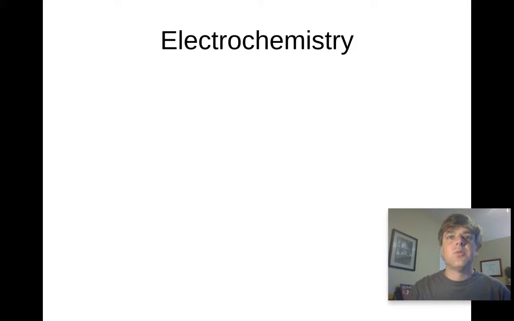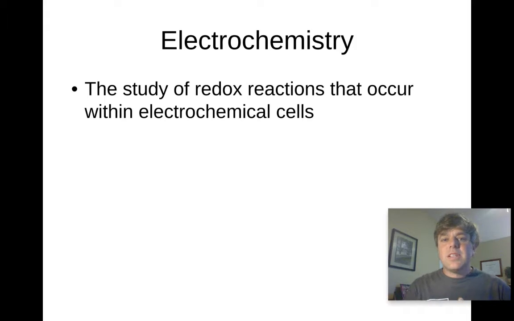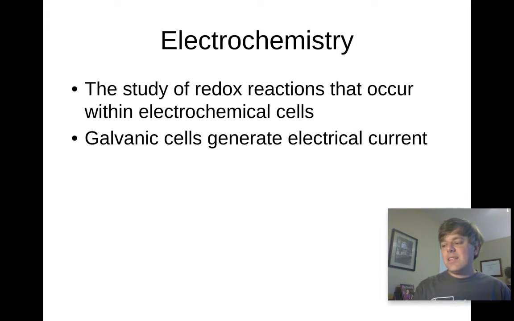Electrochemistry is one of the most important aspects of chemistry to your day-to-day lives because things like cell phones and laptops and all sorts of other things that you depend on as part of modern life would not be possible without electrochemistry. Electrochemistry is the study of redox reactions that occur within electrochemical cells. If y'all remember redox, that's oxidation reduction. Oxidation is losing electrons, reduction is gaining electrons. And electrochemical cells are devices that separate those parts so that the electrons can move. A device called a galvanic cell generates an electrical current.